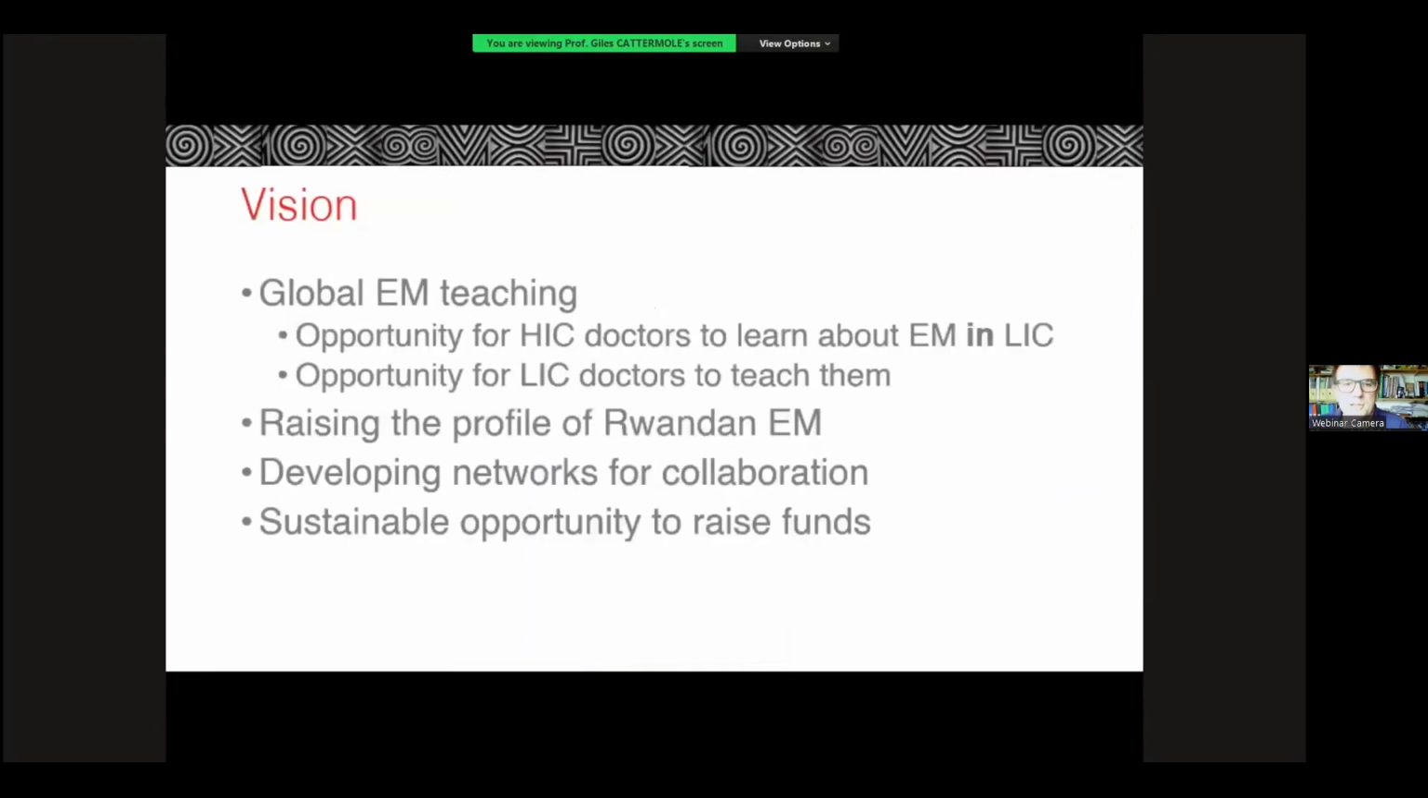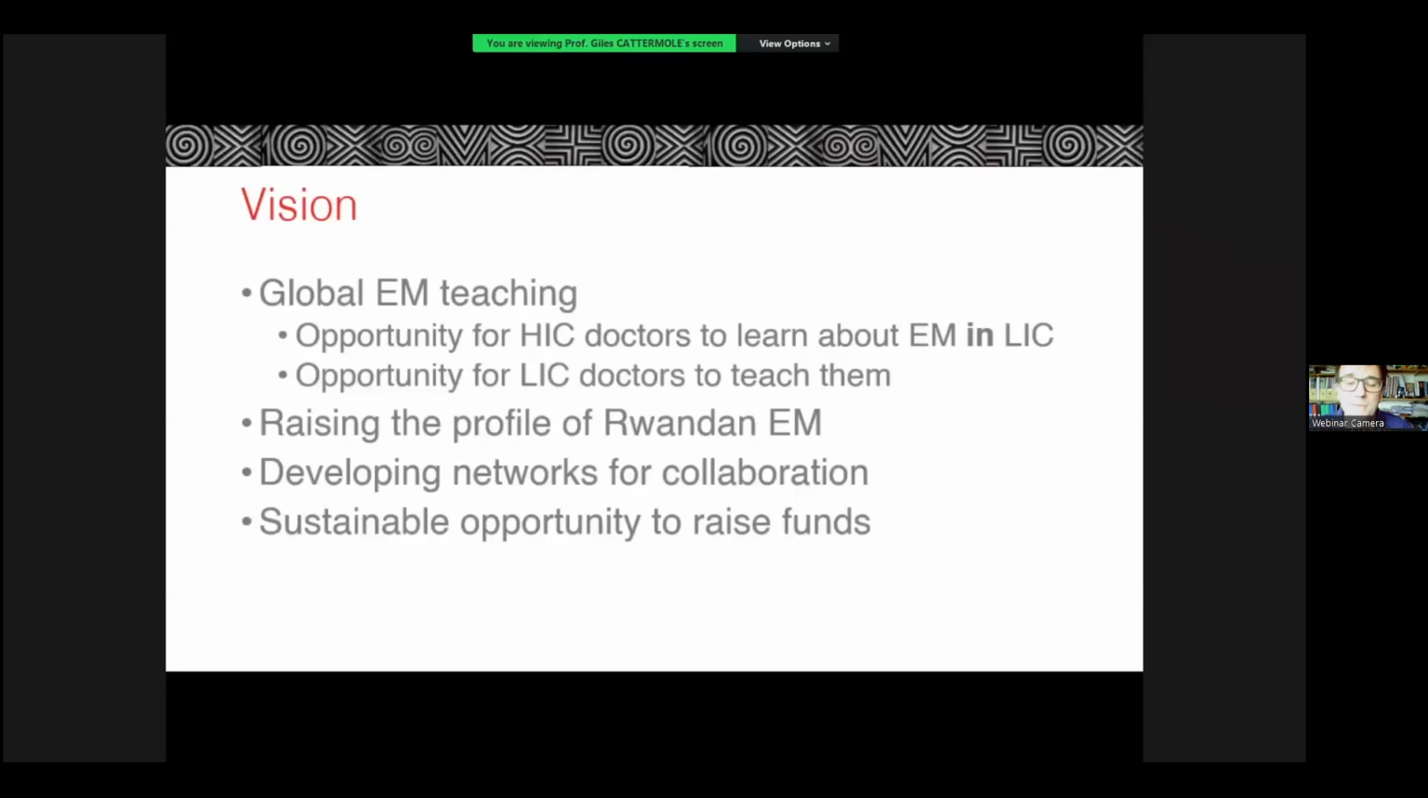Why did we do this? Well, it's part of this vision of global EM, of mutual interdependence in teaching. It was an opportunity for high-income doctors to learn about emergency medicine in a low-income country setting. It was an opportunity for those doctors to teach them, not just to raise the profile of the Rwandan Emergency Care Association, but to give them that sense of pride and ownership that they had something to teach people from Britain or America. And it developed networks, and it raised lots of money for them.